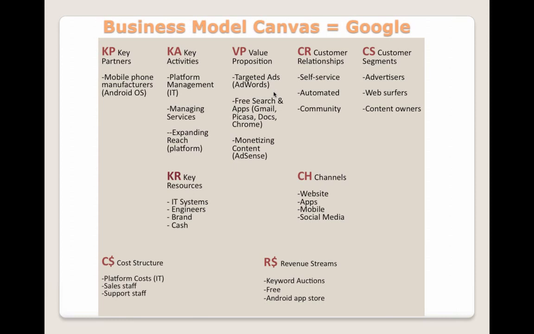And then, of course, the advertiser gets charged only when someone actually clicks on the ad. So it's pay per click. Okay, so that's the value proposition for advertisers. They get targeted ads based on search intent. For web surfers, for those of us, we get free search and apps.